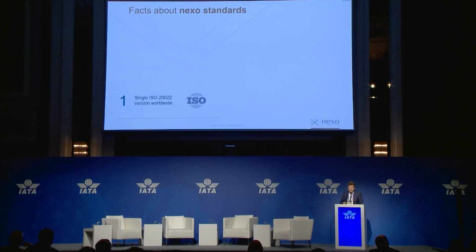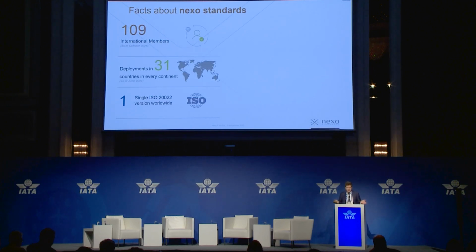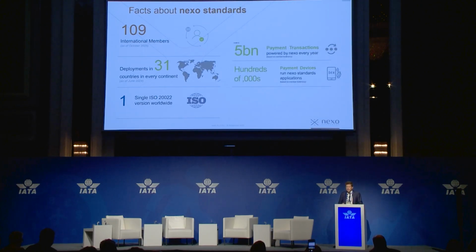So some facts. It's one single ISO 20022 version worldwide, so it's very important. We adopted an international standard, so you're sure that this is what you will need, and it's not something that is local just for Europe or for the United States. It's really worldwide. We have 109 international members of all the sectors we've seen before. And we have deployments by our members in 31 countries, on every continent on the globe, with 5 billion payment transactions processed with Nexo standards-based solutions every year, and hundreds of thousands of terminals, payment devices, that run the protocols that we design.